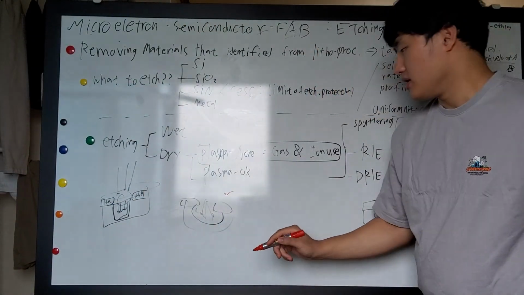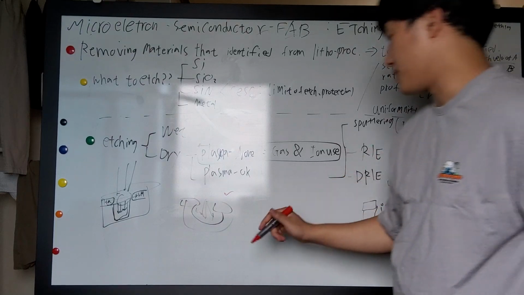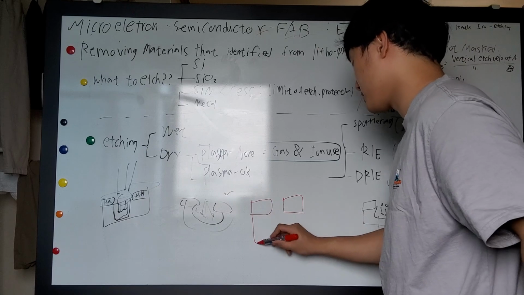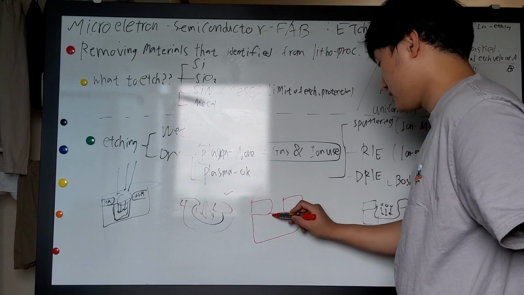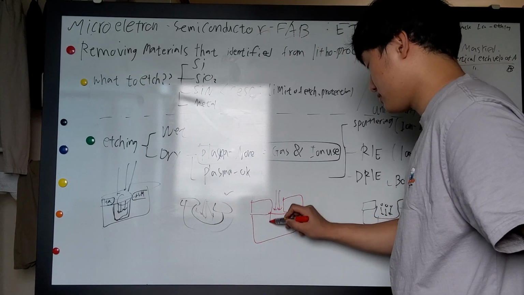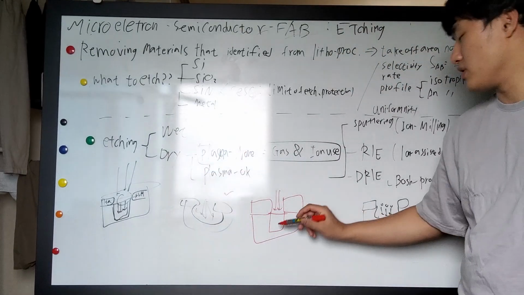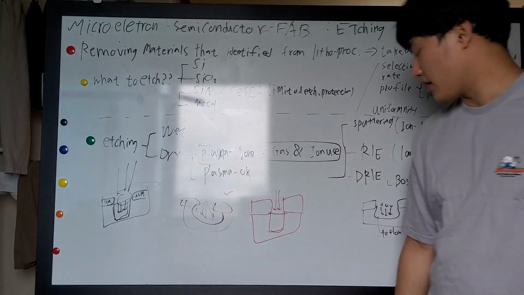And anisotropic is just the reverse of isotropic, giving a vertical wall shape.